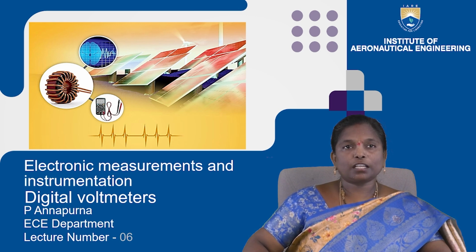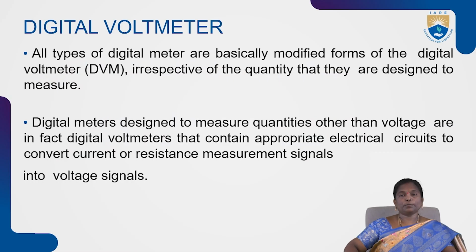What is the need of digital voltmeters? Why do we choose digital voltmeters for measuring voltage? Till now we have discussed DC voltmeters and AC voltmeters. In DC voltmeters, we can directly measure the reading with the help of a PMMC meter, whereas in an AC voltmeter, we have a needle. With the help of that needle, we can measure the voltage.